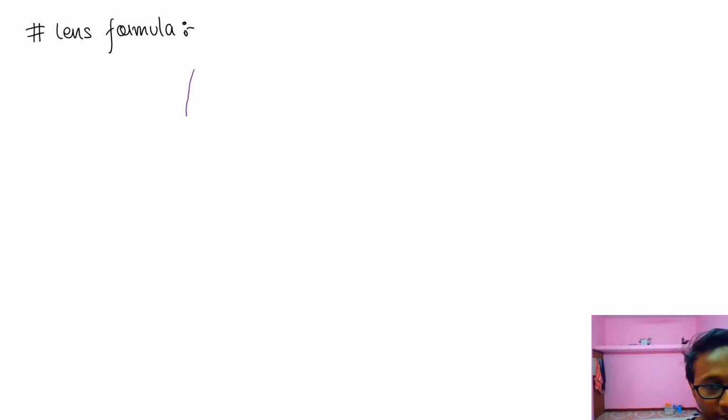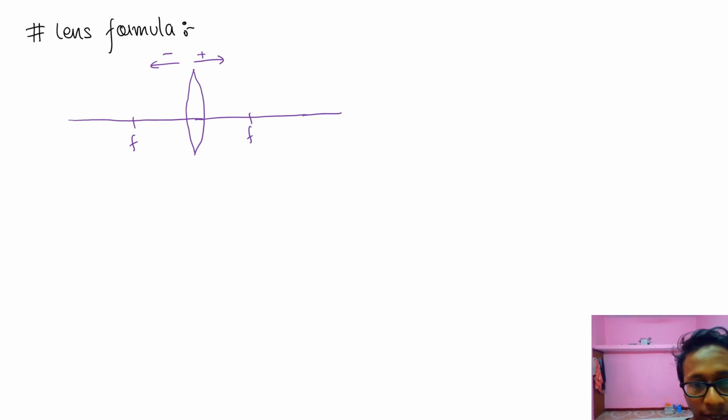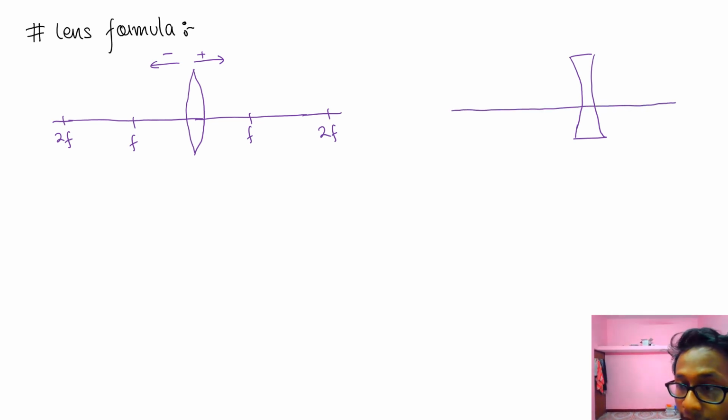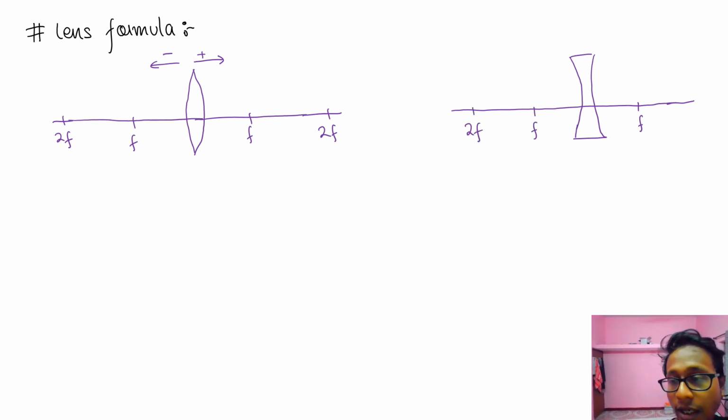Suppose there is a convex lens. Out here there is a focus. This side is positive, this side is negative, and out here there is twice the focal length. See, the lens formula also applies to concave lenses. The same formula is also valid for concave lenses. Out here it's focus, out here it's focus, out here it's twice the focus, out here it's twice the focus. This side is positive, this side is negative.